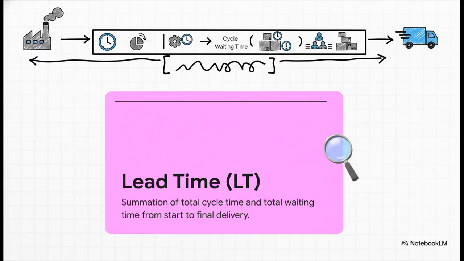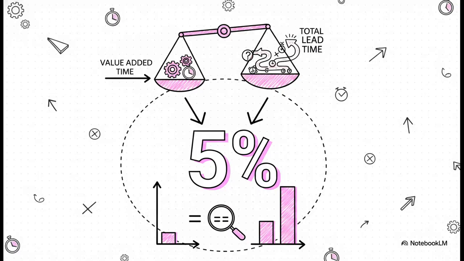If that 2-hour assembly task from our last example sat in a queue for 5 days before someone actually picked it up, your cycle time is still just 2 hours, but your lead time is over 5 days. That's a massive difference. Which brings us to the ultimate metric, the added value ratio.